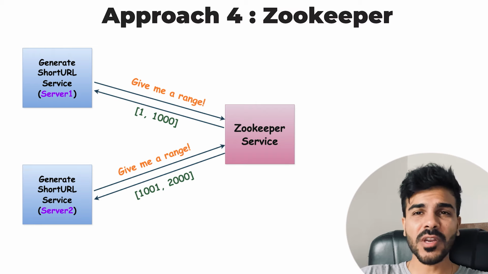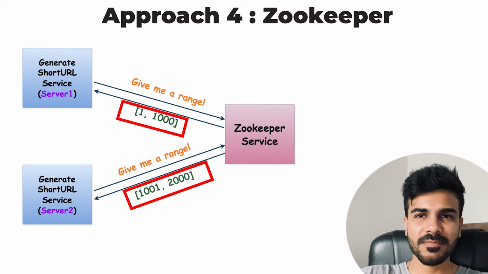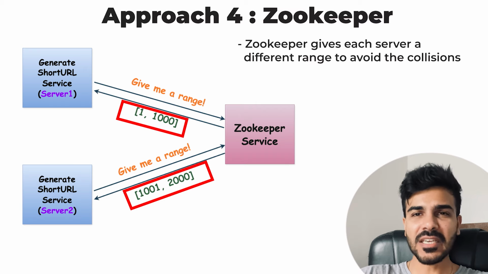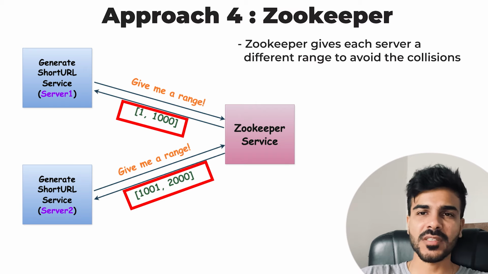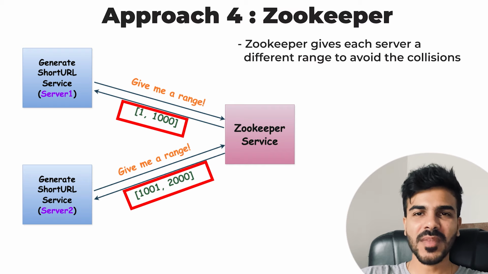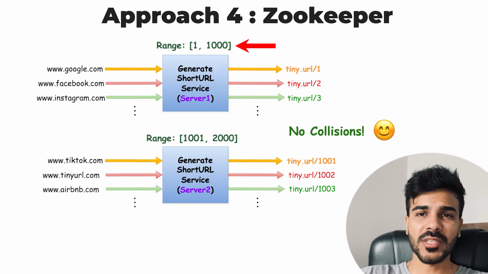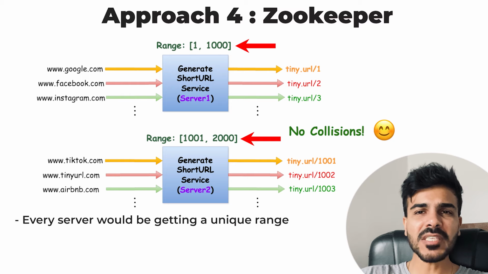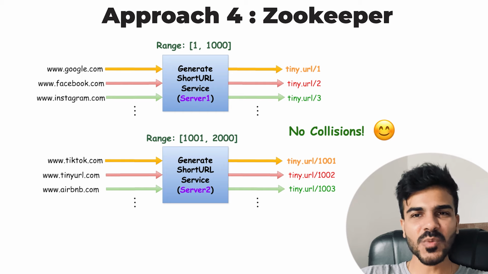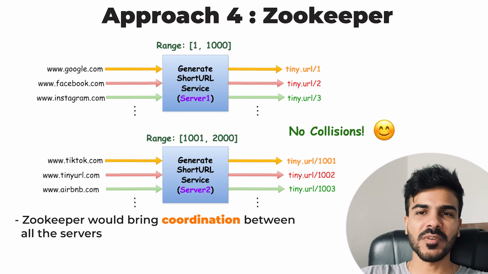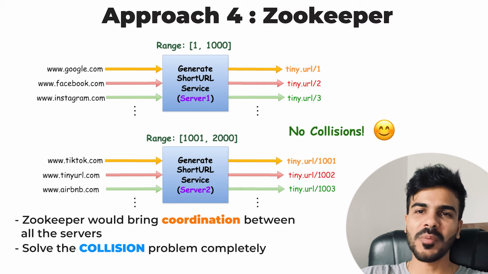Now every server would ask Zookeeper for a range of numbers. Zookeeper gives each server a different range to avoid collisions. The server then uses this range to generate the numbers one by one. For example, server 1, as you can see in the diagram, gets the range from 1 to 1000. Server 2 gets the range from 1001 till 2000 from Zookeeper. In this way, we can ensure that every server gets a unique range, hence avoiding any collisions altogether. Zookeeper brings coordination between all the servers and solves the collision problem completely.